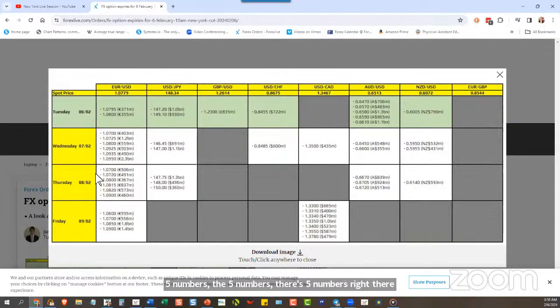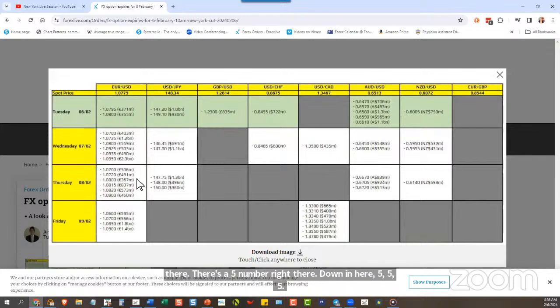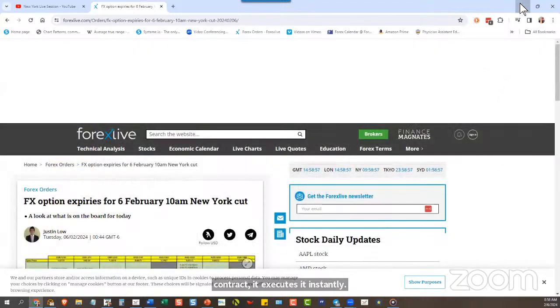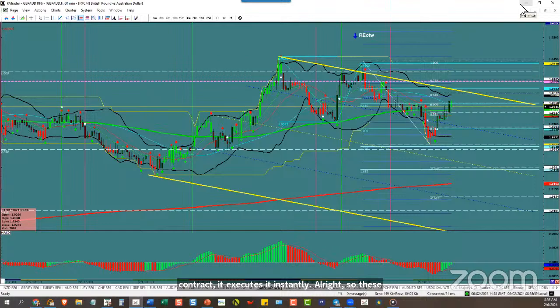5, 5, 5, 5. This is why you don't use a stop with a 5 in it. You put a 5 on it, there's an option contract sticker sitting on it. The bankers go get the option contract. You get stopped out and you go, the broker stopped me out again. No, he didn't. You used a 5 in your stop. If you'd used a 7, you'd have been fine going down, or a 3 going up. And when it hits that option contract, it executes it instantly. All right. So these are all the nuances that you can't get. You can't Google it and find that stuff out. It's not possible.